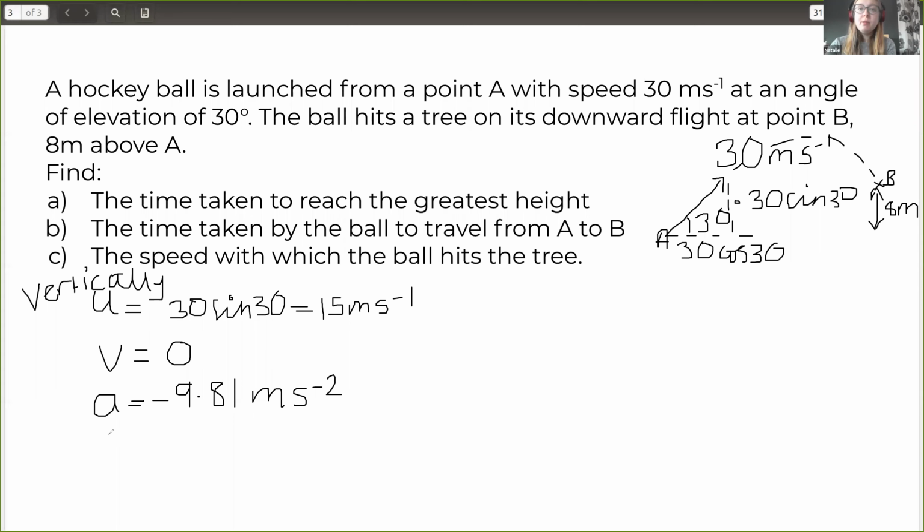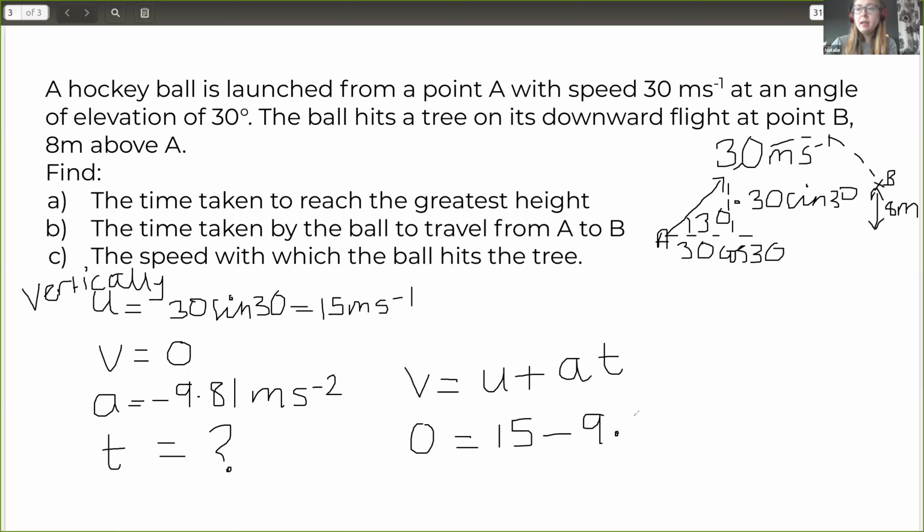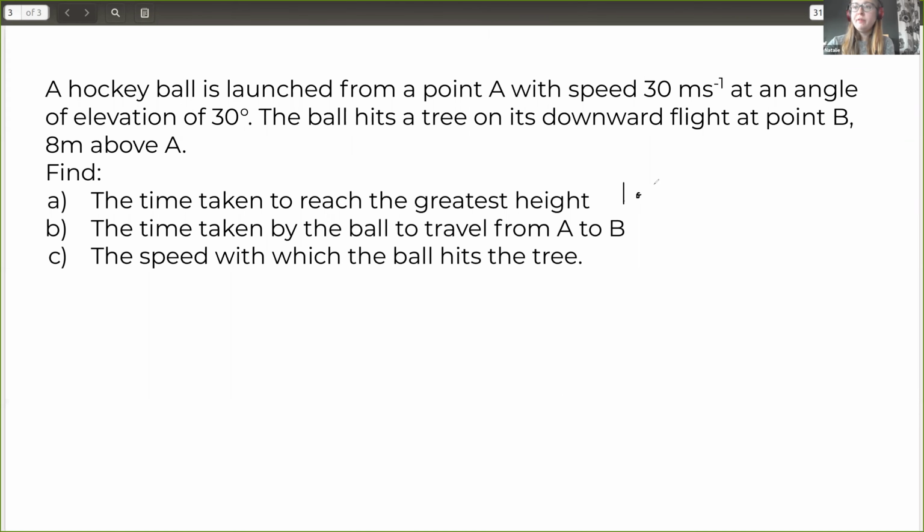And I'm going to use, if I'm looking for the time, then I'm going to use v is equal to u plus at, which would be 0 is equal to 15 minus 9.81 t, which gives me a t of 1.53 seconds. So that's the time it takes to reach the greatest height. So let me clear all that. So that's 1.53 seconds.